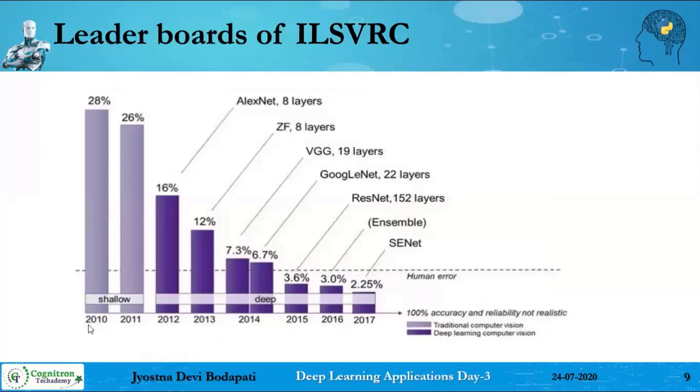In 2010 and 2011, the regular shallow models were the leaders, with 28% and 26% error rates. Then in 2012 came AlexNet, in 2013 ZFNet, and in 2014 two different networks were introduced, VGG 19 and GoogleNet. Then in 2015, ResNet. In 2016, an ensemble of deeper networks. Then in 2017, SENet was introduced, and at that point the error rate was 2.25%.